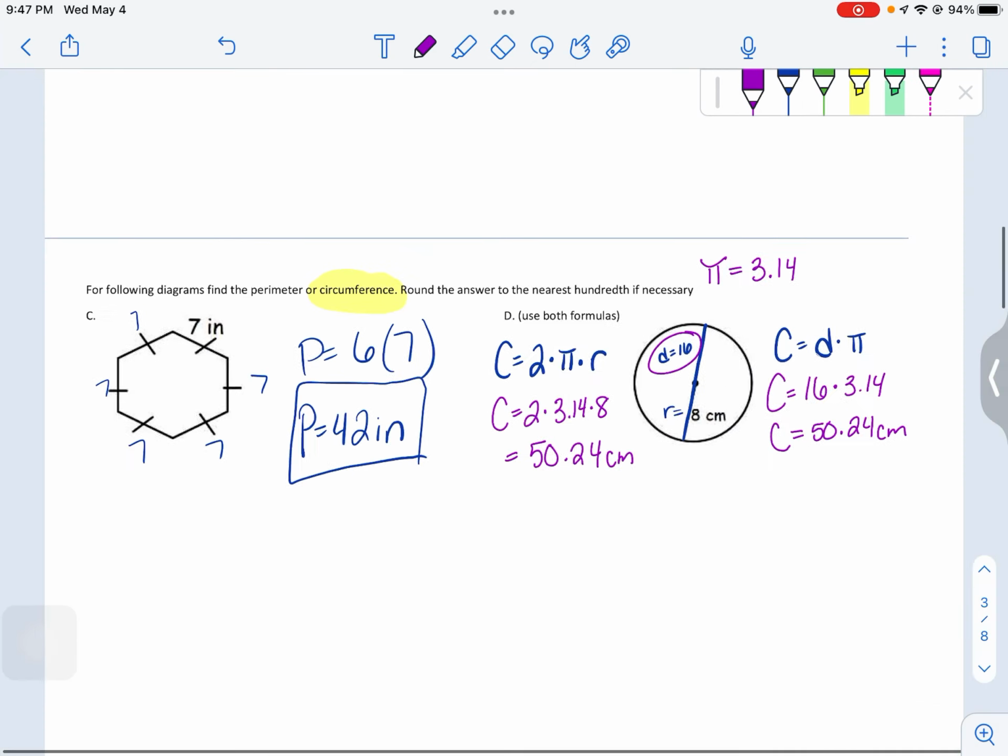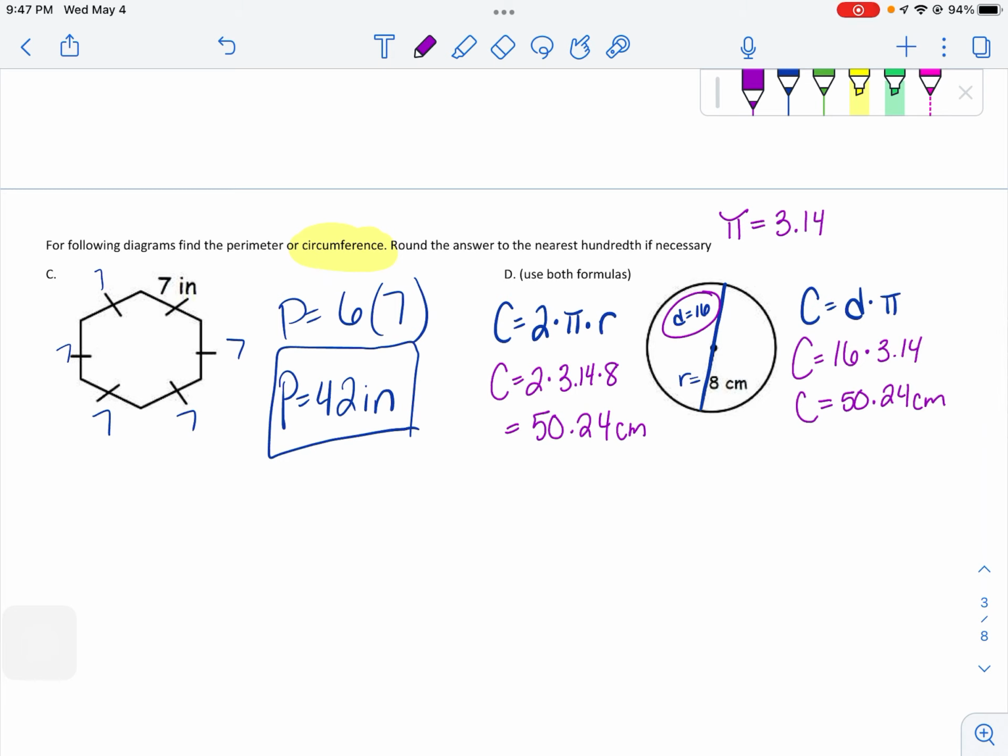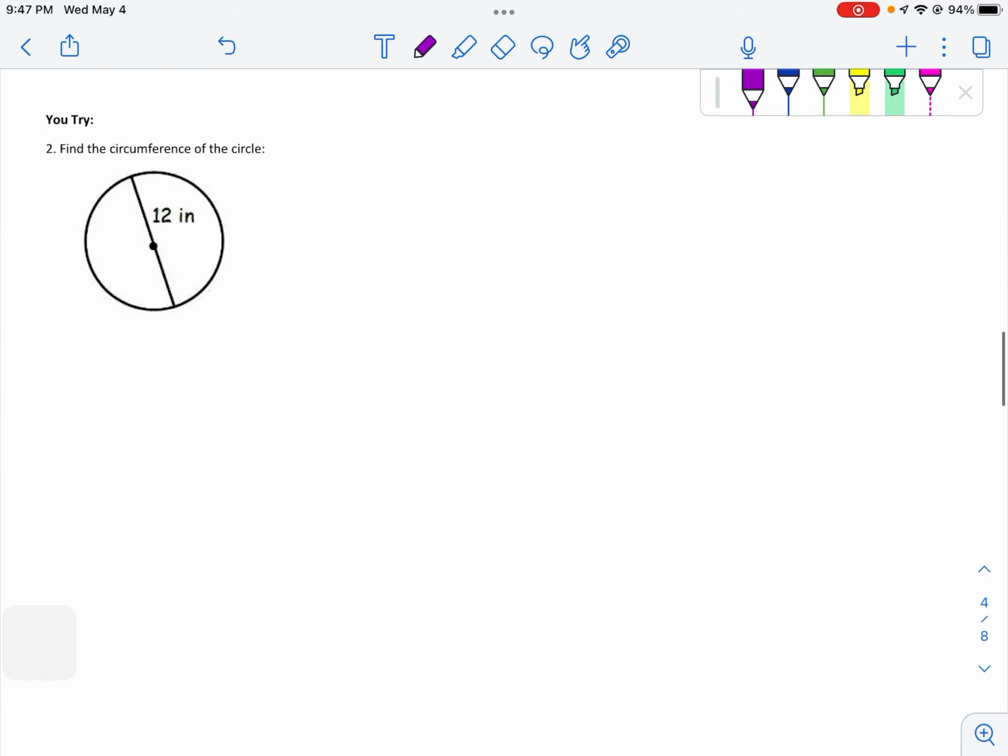All right. Now I would like you to try one. Find the circumference of this circle. I'm giving you the diameter is equal to 12. Use the appropriate formula and choose the correct circumference.